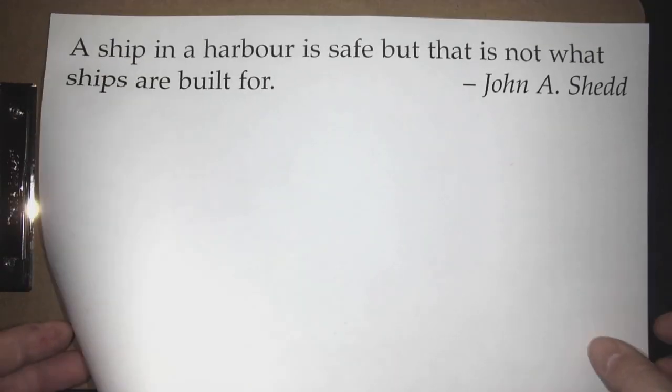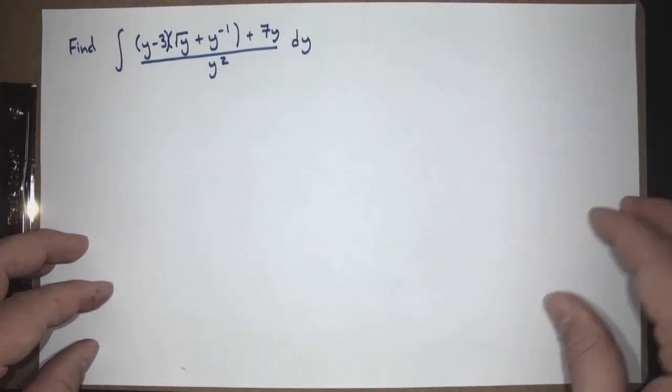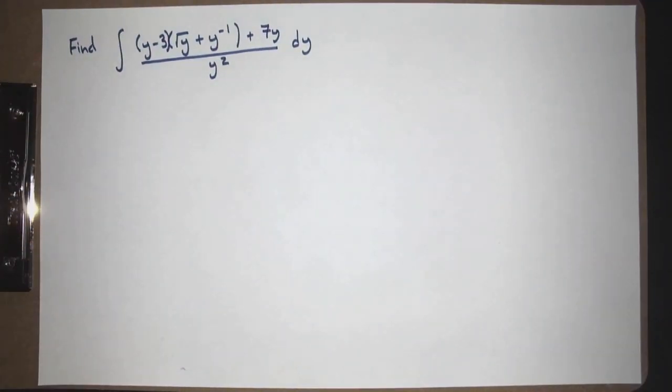All right. Well, as I said, we should do some practice with antiderivatives. Let's see, what's a good one to start with? Maybe we'll start with this one. This one seems the most harmless. Okay. Find the antiderivative, or the integral of (y - 3 times the square root of y + y^(-1) + 7y) over y squared dy.